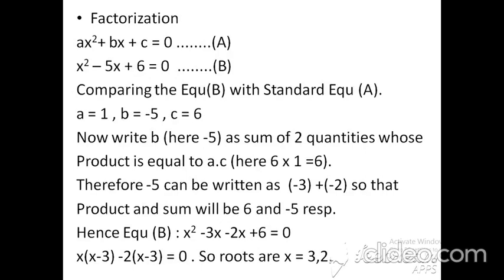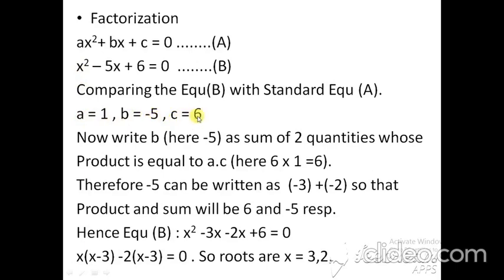Equation A is the standard form of the quadratic equation, that is ax square plus bx plus c is equal to 0, and equation B is x square minus 5x plus 6 is equal to 0. Now for better understanding, I am comparing equation B with standard equation A. So the value of a is equal to 1 since the coefficient of x square is 1, the value of b is minus 5 and the value of c is equal to 6.